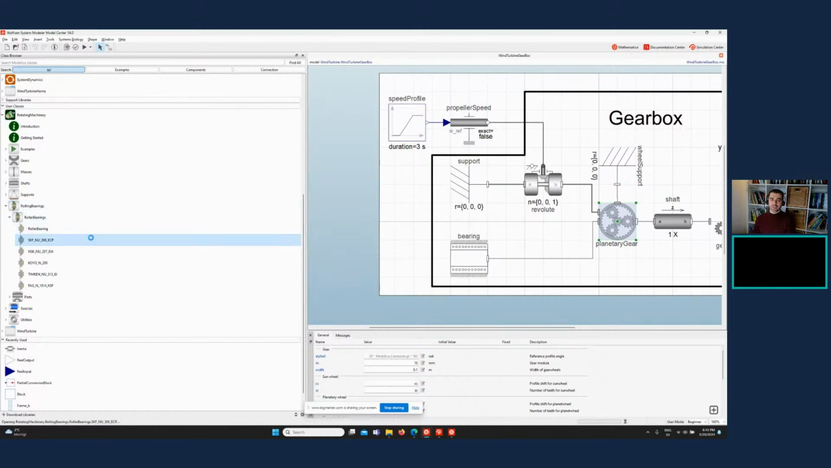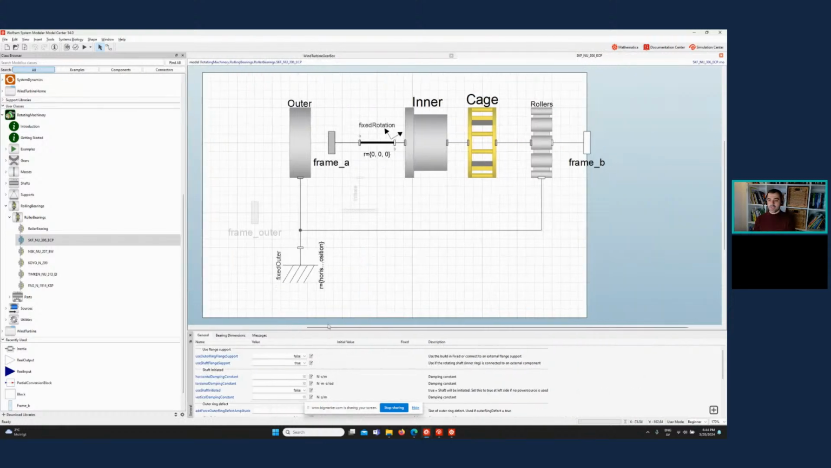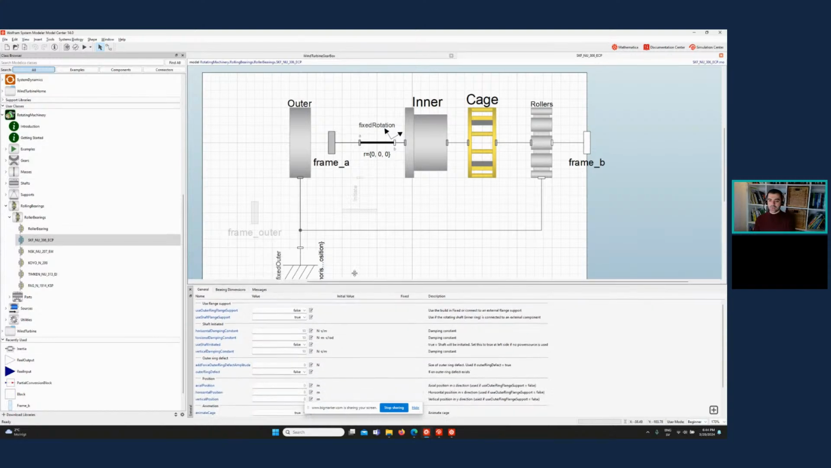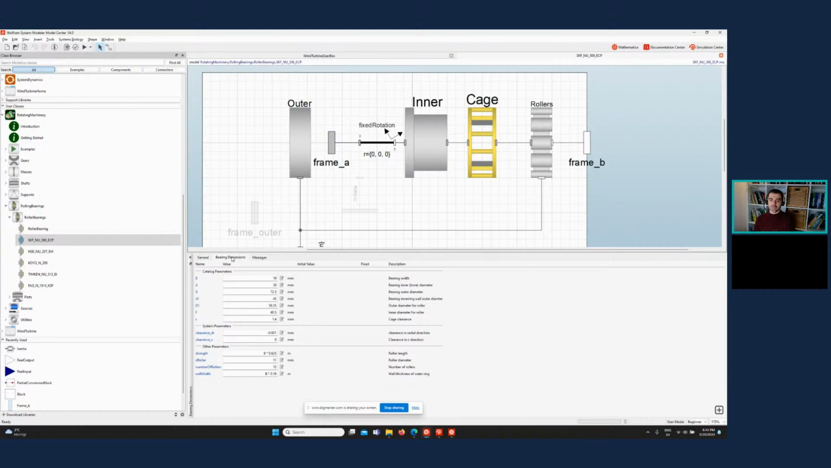So here, for instance, we have the SKF and we see the corresponding parameters to set over there. Now I will try to show this part. So you see we have the bearing dimensions over there. So the parameters you need to set are these.